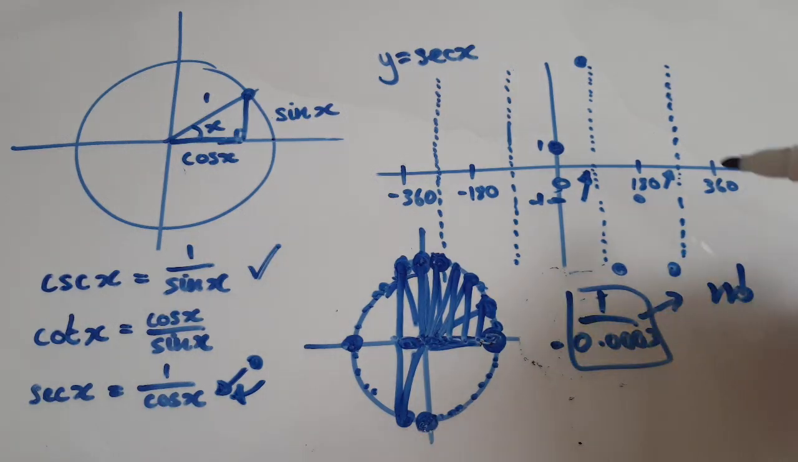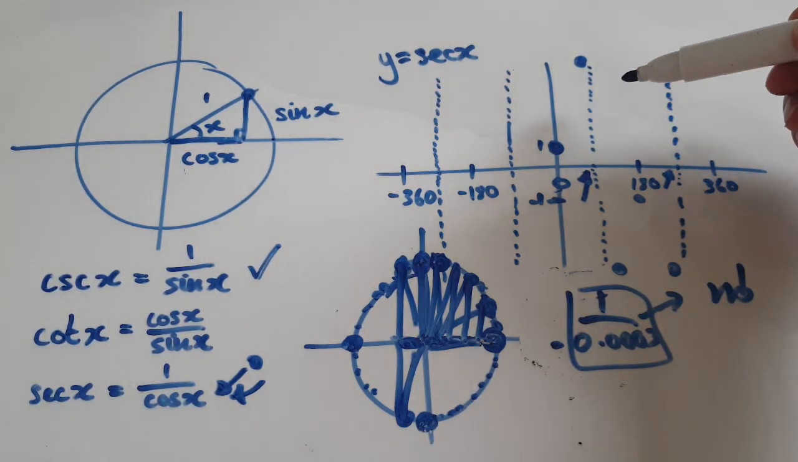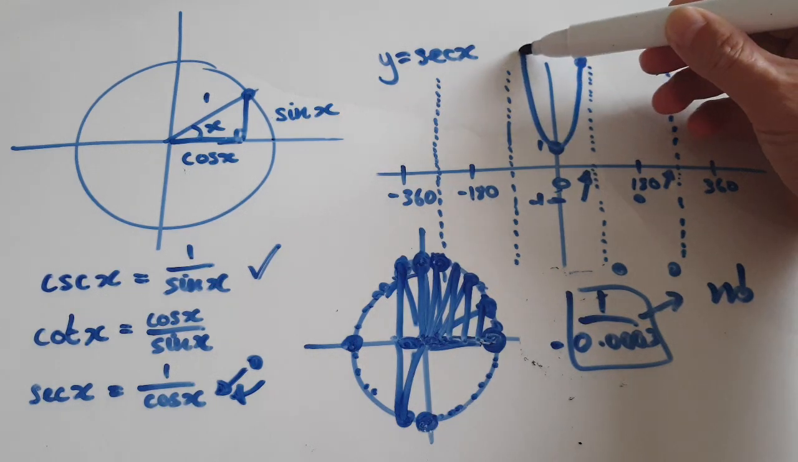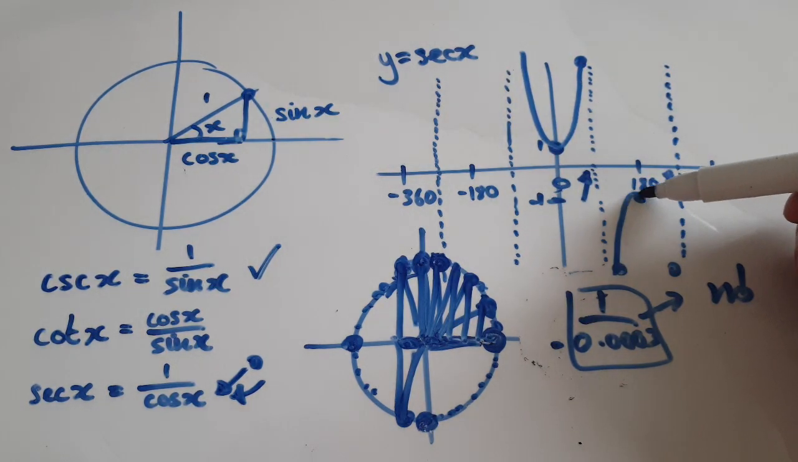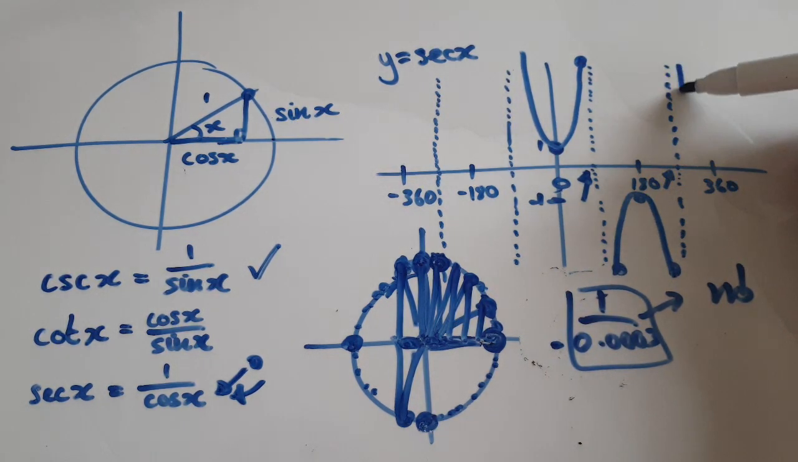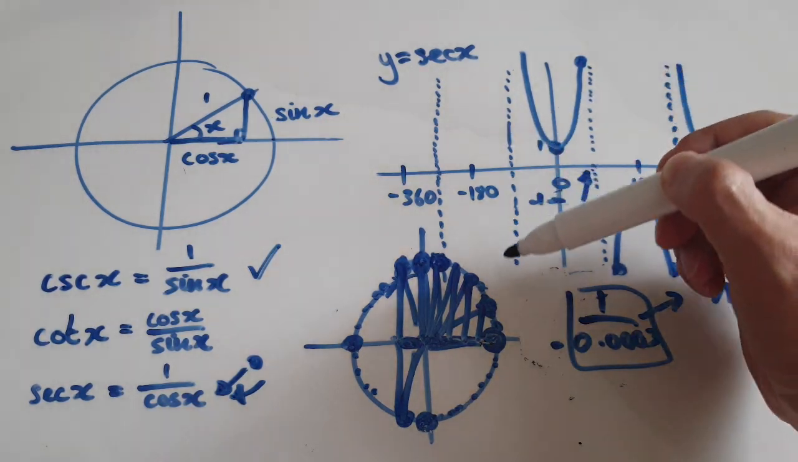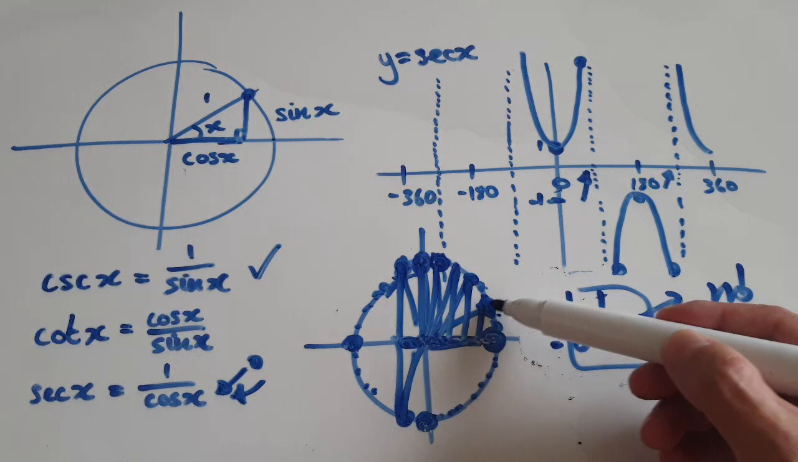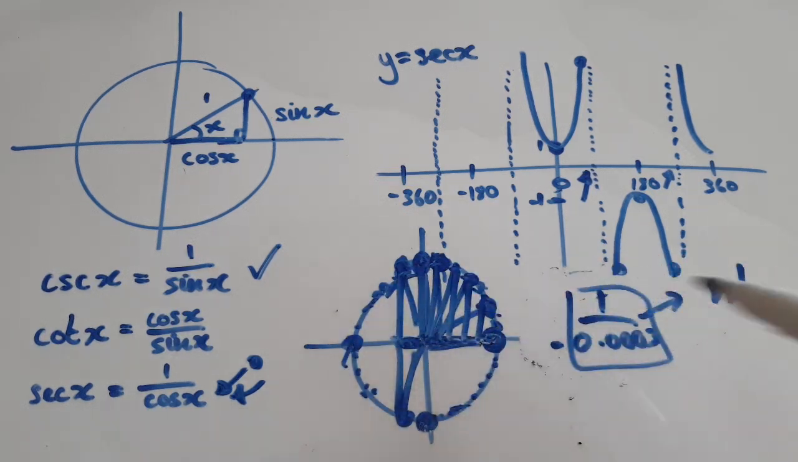And then you can use the same argument. It turns out that the secant graph will look something like this, and then something like this, and so on. So you can slowly figure out any of these things by just investigating what happens as the dot moves around. Okay.